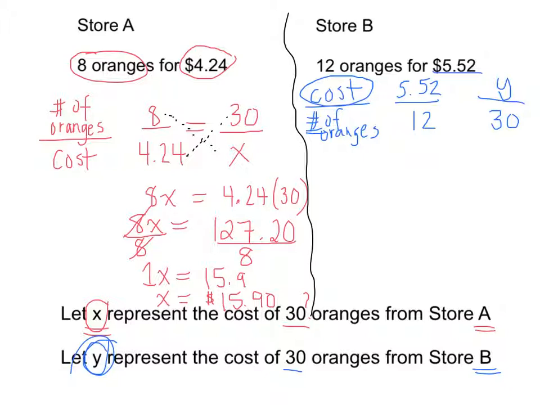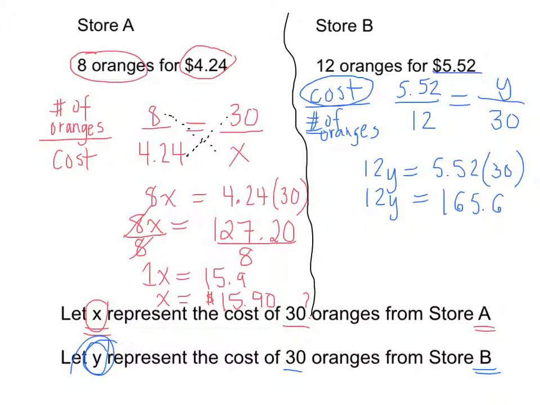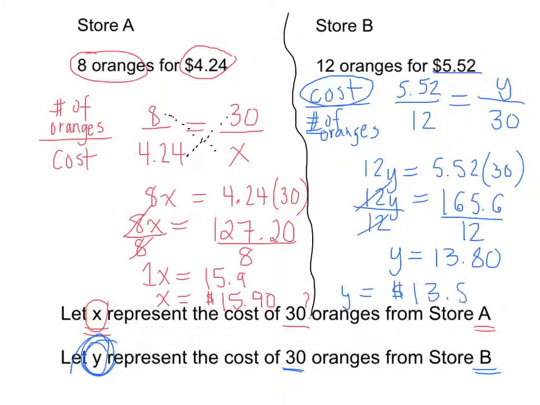And once again, because these ratios are equal, because this is a proportional relationship, we're going to use the cross product. We're going to cross multiply again to solve this. So 12 times y can be written as 12y, and 5.52 multiplied by 30. We're going to simplify that. 12y equals 165.6. And how are we going to isolate y? We're going to divide both sides of the equation by 12. Whatever you do to one side, you must do to the other side. I'm left with just y, and 165.6 divided by 12 is equal to 13.8. And I know that y represents the cost of 30 oranges from Store B. Therefore, 30 oranges from Store B costs $13.80.